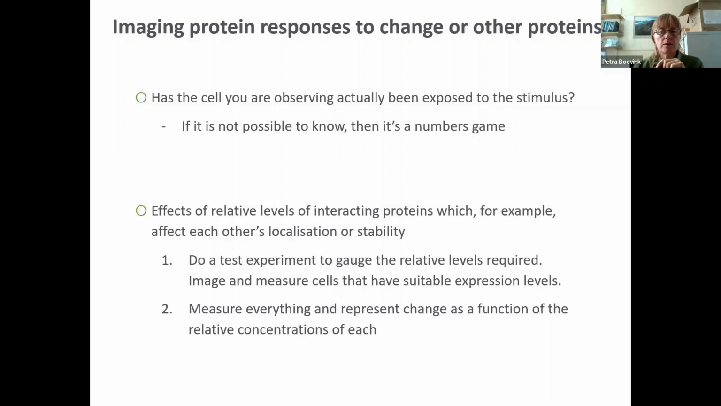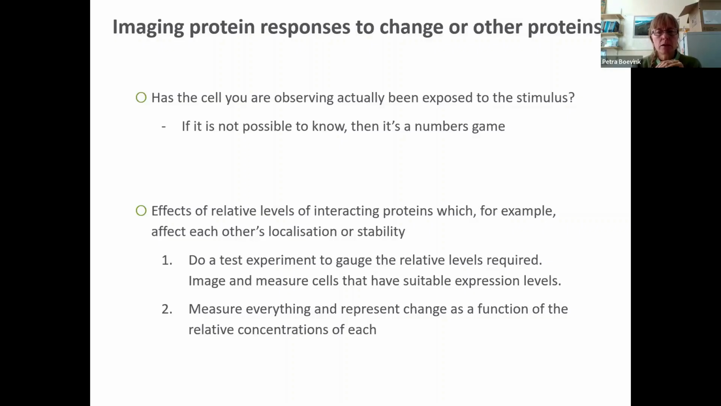To quantify these sorts of changes that were due to interactions, you can approach the issue in different ways. So in option 1, you could do a test experiment to gauge the relative levels of the proteins that are required to get a detectable effect, and then image and measure cells with a certain set of settings on your microscope, and only use the cells that have suitable expression levels. Option 2 is just measure everything and represent the change as a function of the relative concentrations of each protein.